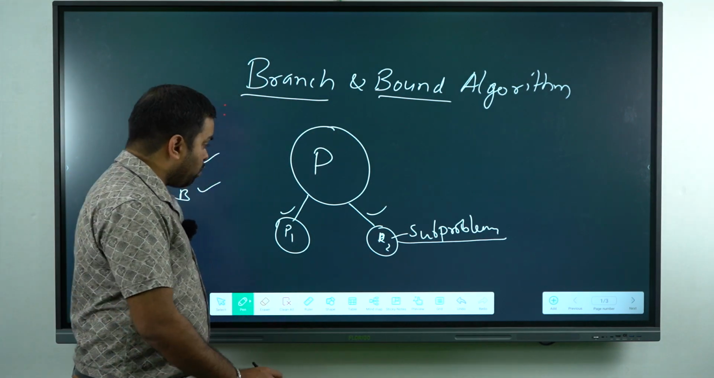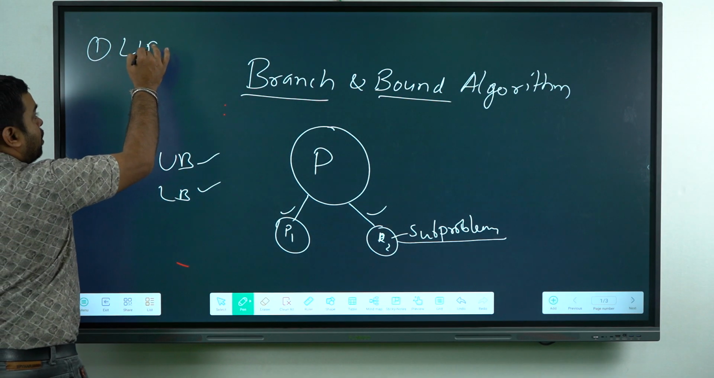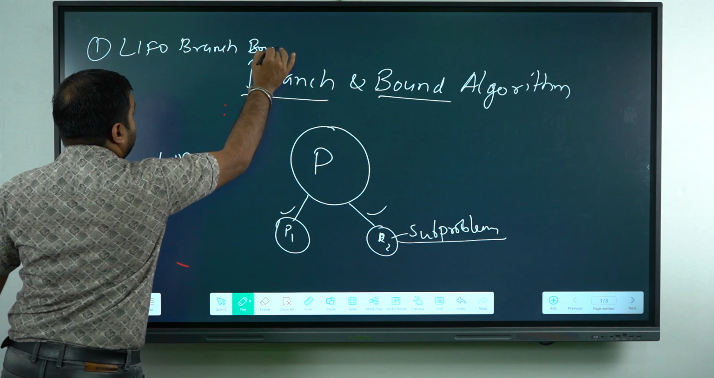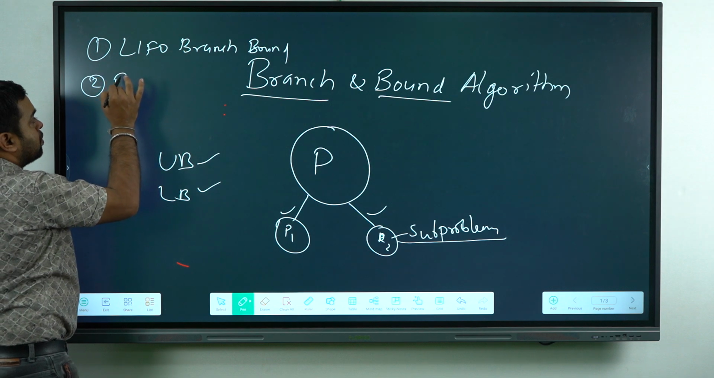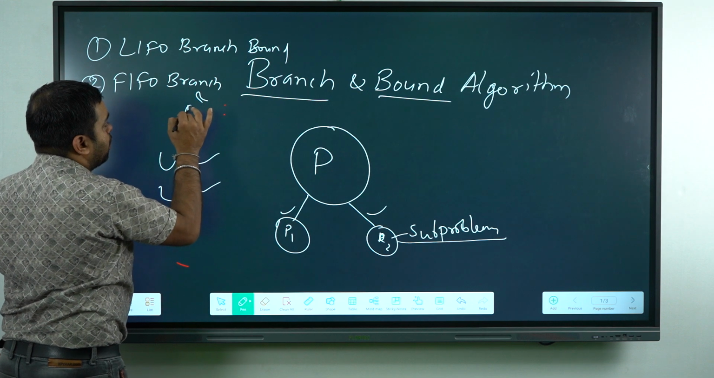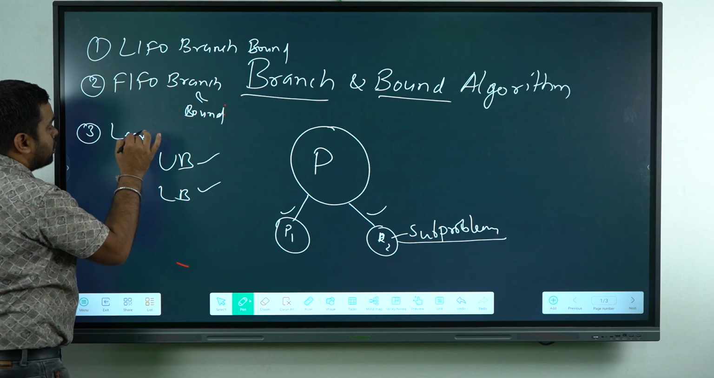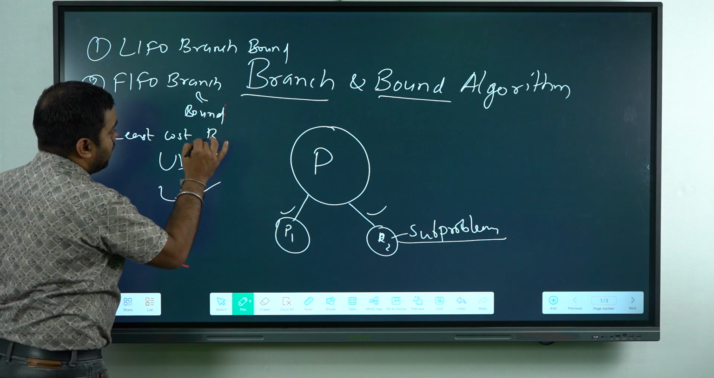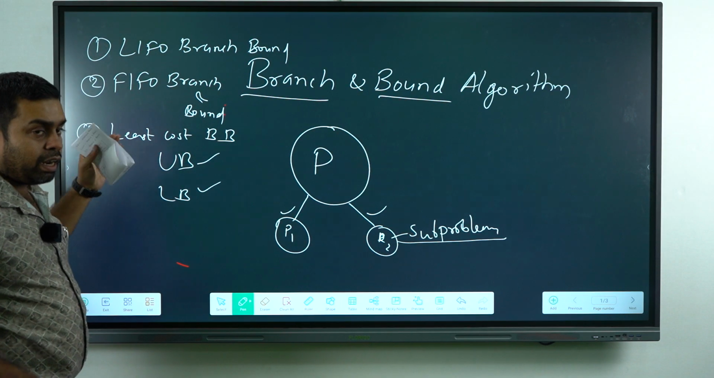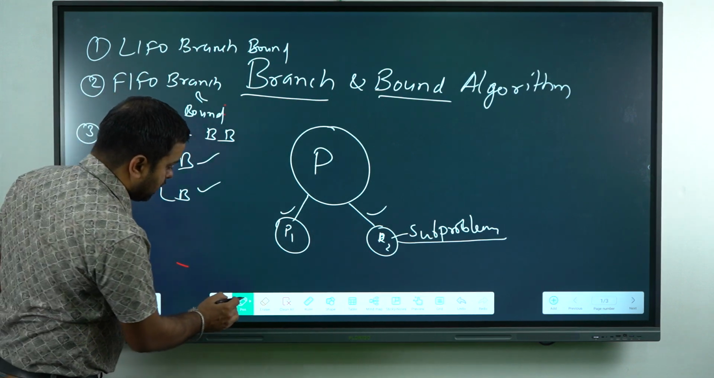The branch and bound algorithms are of three types. First is LIFO branch and bound. Second is FIFO branch and bound. Third is least cost branch and bound. We start from LIFO, then FIFO, then least cost, and I will also give the differentiation of these three types of branch and bound.